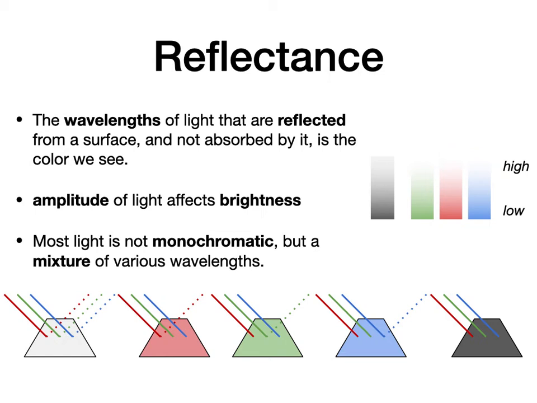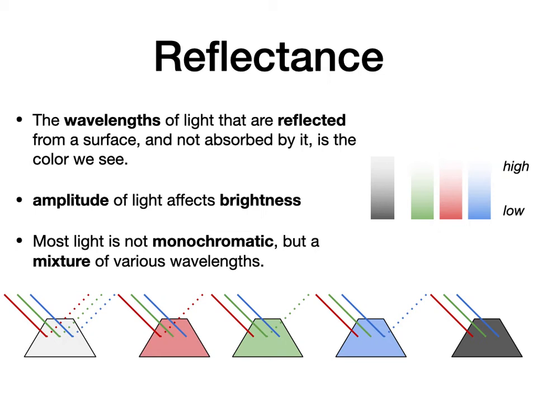Now, the amplitude of the light bouncing off is also going to reflect the brightness. So higher amplitude means higher brightness. So amplitude has to do a lot with the energy of the light. There's a lot of motion going on. So most light is not monochromatic, but it's that mixture of lots of wavelengths. There's a lot of light going on.